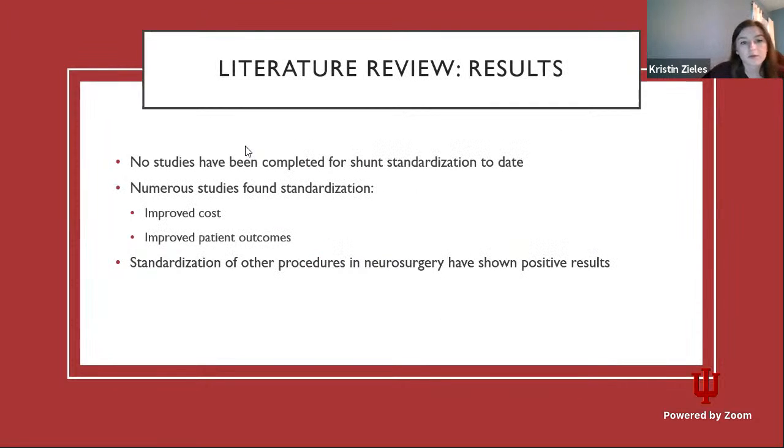The results from the review showed that, again, no studies have been completed on shunts. There were numerous studies that looked at standardization, including appendectomy and colorectal surgery. These studies did show improved cost and improved patient outcomes. There were some studies showing standardization within neurosurgery. Those focus mostly on surgical site infections, but they did show positive results. So this showed us that standardization within neurosurgery is feasible.